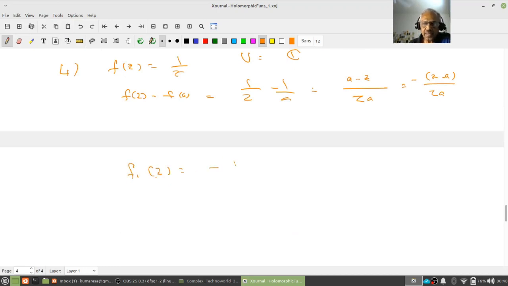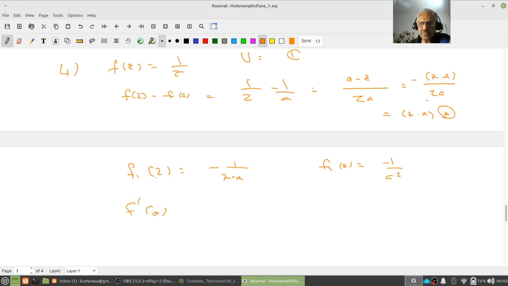f1 of z should be minus of z minus a, because this is equal to z minus a into star. But what is that star? That is my f1, that is z times a. That's z. Okay. And what is f1 of a? Minus 1 by a squared. Therefore what is f dash of a?